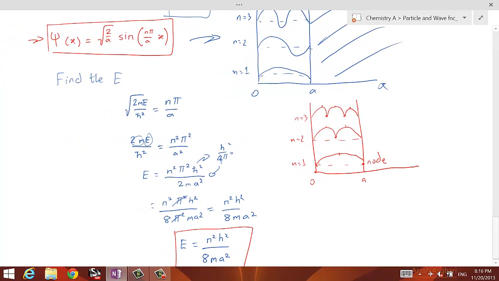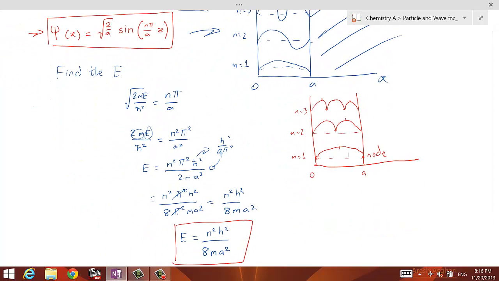So this is all about the particle in the box now.